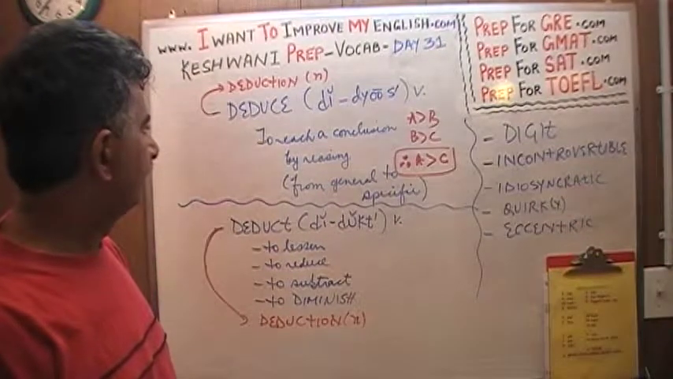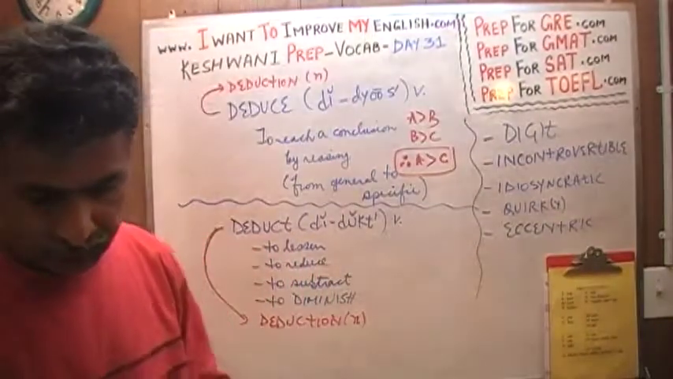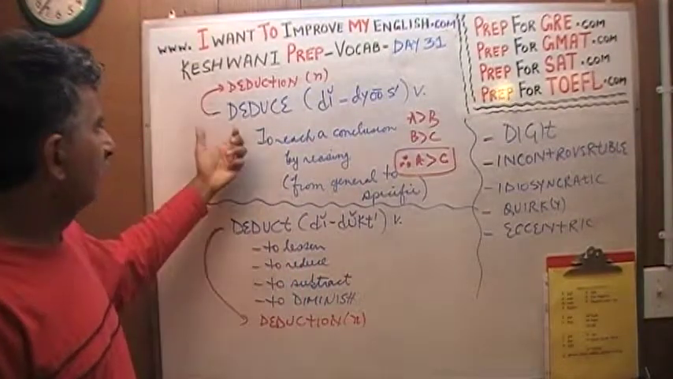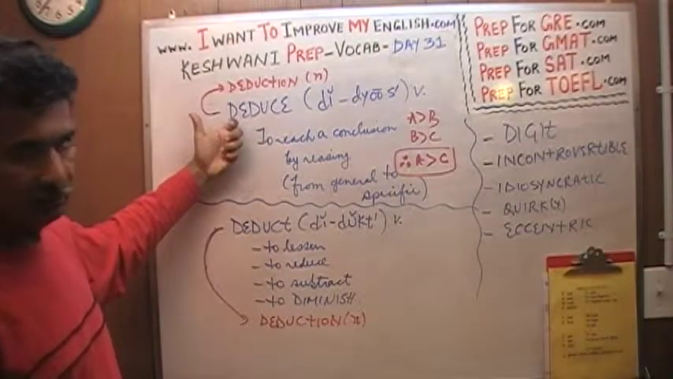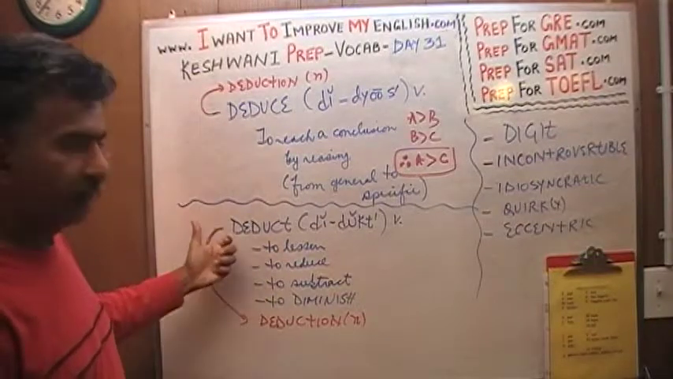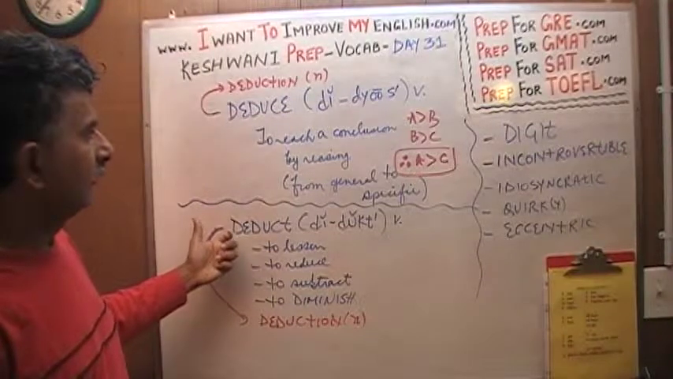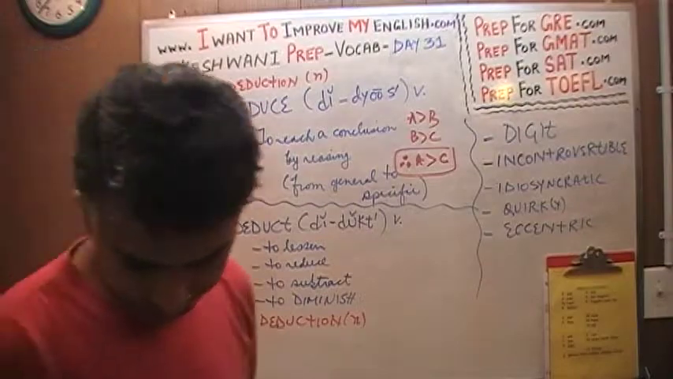Do you understand? Here, of course, I'm using the word very loosely as a synonym for inference, but you get the idea. So deduction is both deduct and deduce. Even though they are two separate words with two separate meanings, their nouns are the same.